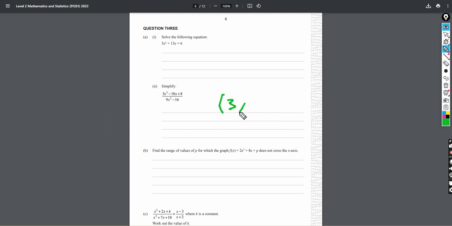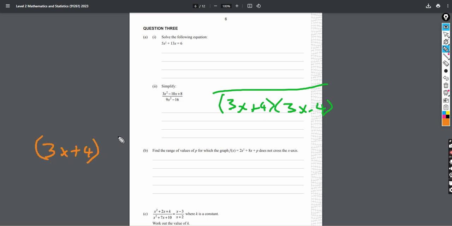So 3x plus 4, that's the bottom. This top bit, we just need to inspect now. Does 3x plus 4, is that a factor of the top? So I'm going to get an x, and I need to make a plus 8. So that would be plus 2. That's not going to give minus 10, so hence that's not a factor.